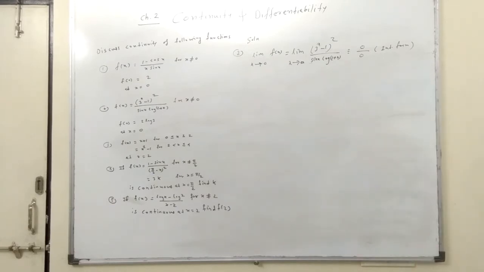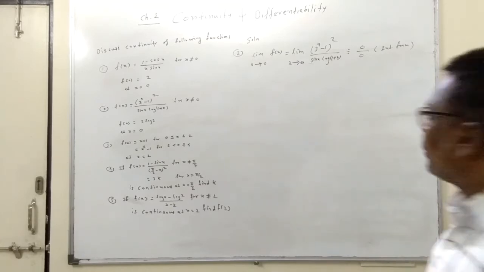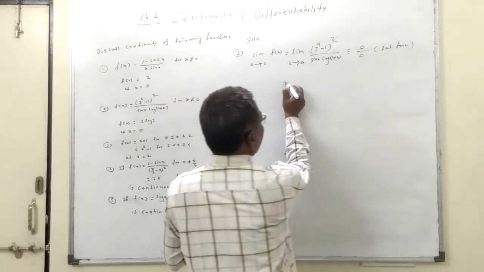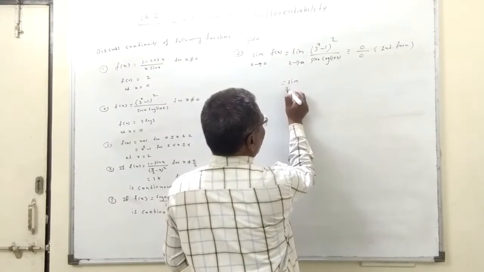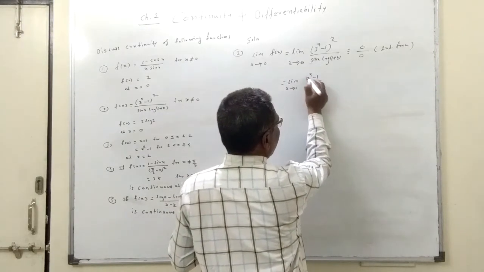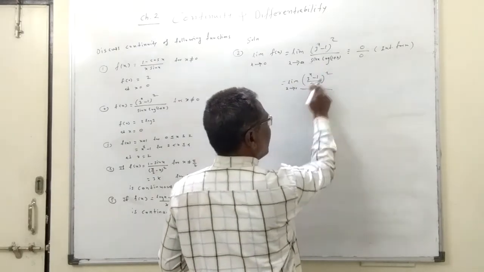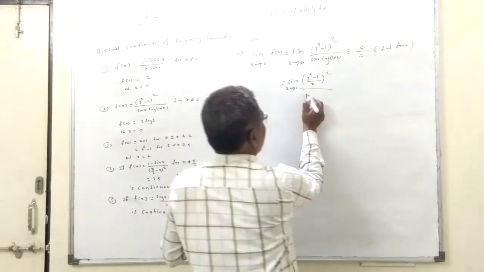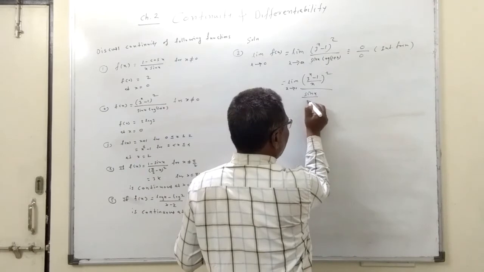Similarly here sin x is divided by x, and similarly log of 1 plus x, that also will divide. So we will divide here numerator and denominator by x square. So limit x tends to 0, (3 raised to x minus 1 upon x) whole square. We have divided the numerator by x square. Now here sin x divided by x.